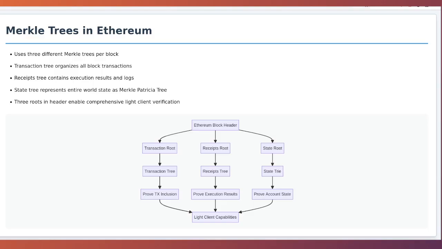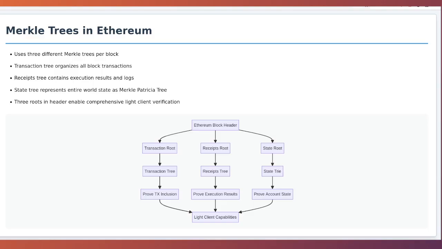The second tree is the receipts tree. In Ethereum, executing a transaction produces a receipt that contains information about the transaction's execution, including logs emitted by smart contracts. These receipts are organized into their own Merkle tree, with the receipts root stored in the block header. The third tree is the state tree, which is the most innovative. Ethereum maintains a world state, essentially a key-value database mapping addresses to account states. This entire state is organized into a Merkle tree, and the state root is included in every block header.